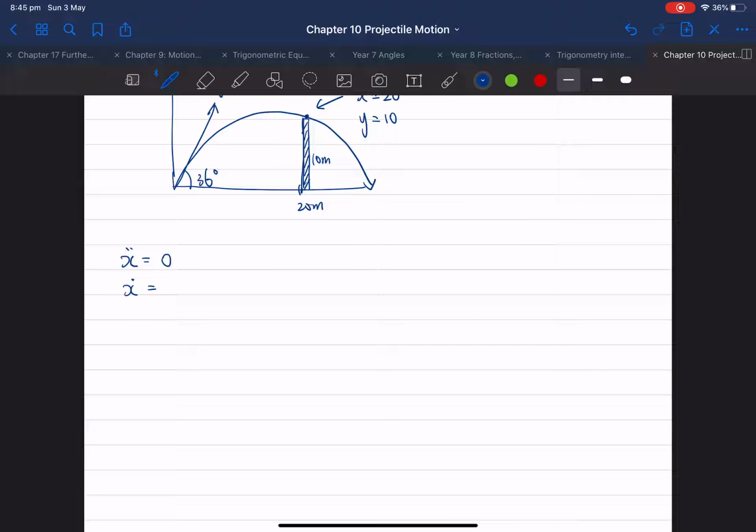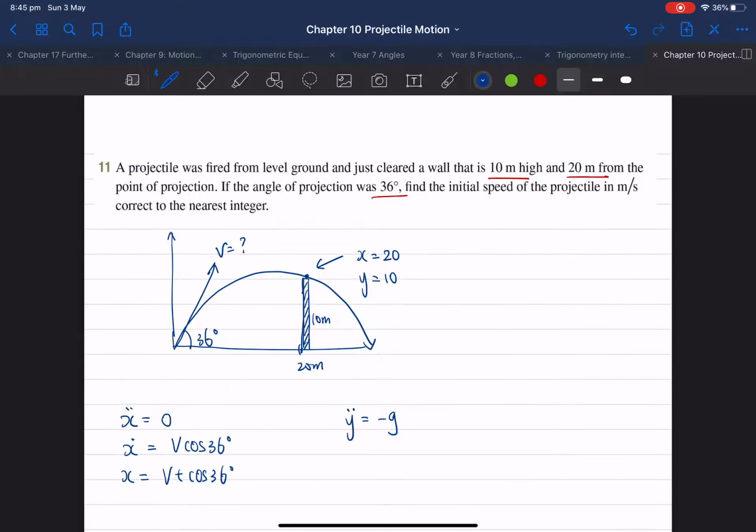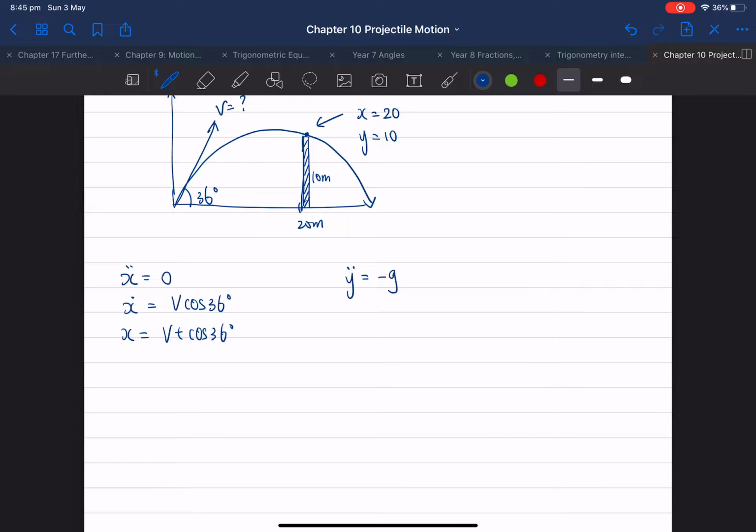x dot is v cos theta. We know theta is 36 degrees, so I'm just going to write 36 straight away. x is equal to vt cos 36 degrees. y double dot is minus g. Looks like we need to assume that g is still equal to 10. y dot is minus gt plus v sine 36. And y is minus 5t squared plus vt sine 36 degrees.